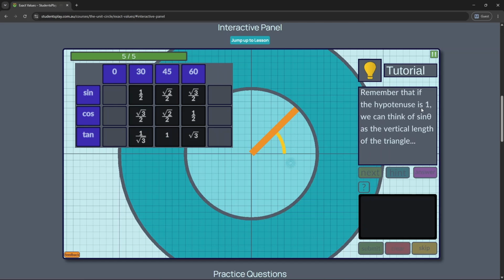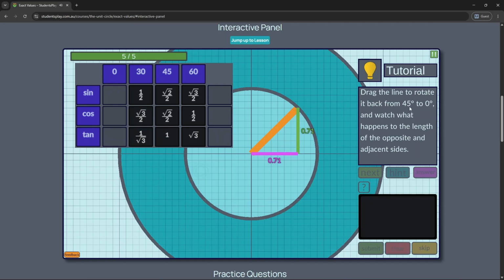Remember that if the hypotenuse is 1, we can think of sine theta as the vertical length of the triangle and cos theta as the horizontal length. Drag the line to rotate it back from 45 degrees to 0 degrees and watch what happens to the length of the opposite and adjacent sides.